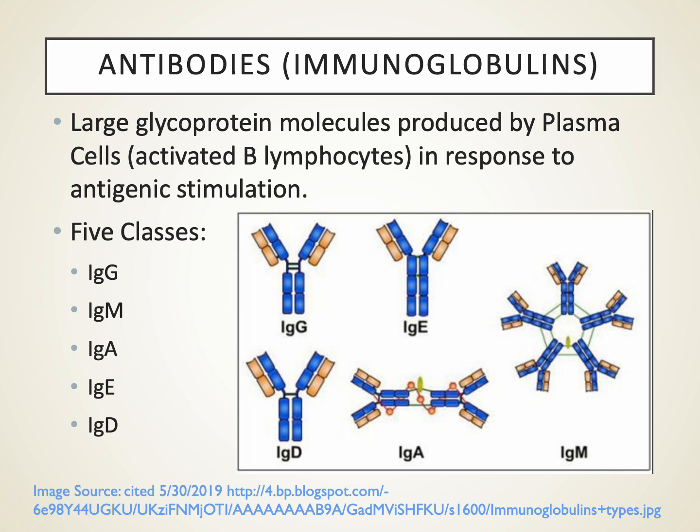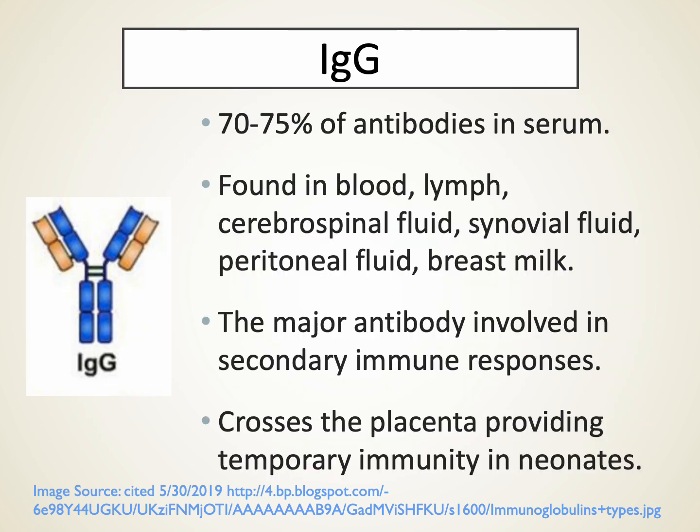Keep in mind that many of the allergies, we're going to talk about four main classes of hypersensitive reactions, involve the immunoglobulins. You remember immunoglobulins probably from biochem. They are large glycoprotein molecules produced by plasma cells in response to antigenic stimulation. And there are 5 immunoglobulins: IgG, IgM, IgA, IgE, and IgD. IgG accounts for almost 3/4 of the antibodies in the serum. They're found in blood, lymph, and cerebrospinal fluid. They're found in other areas of the body as well. And they're the major antibody involved in secondary immune responses. They cross the placenta. They provide temporary immunity to newborns because of that ability to cross the placenta. We consider that passive immunity.